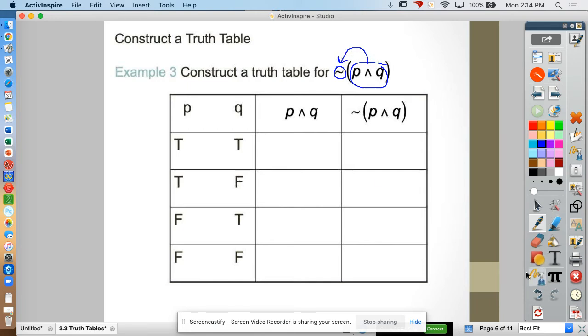So our first thing, we're going to set up two different columns so that we don't have to try to think about the whole thing at one time. We're breaking it into smaller parts. Our first part is what was in the parentheses, P and Q. The rule for P and Q was two trues make a true. So two trues make true. Two trues, nope. Two trues, nope. Two trues, nope. So what does that make everything else?